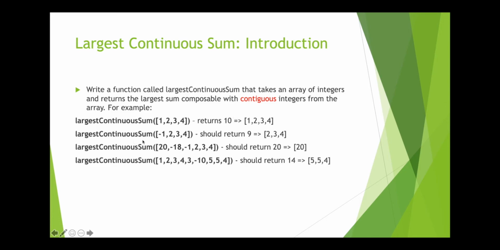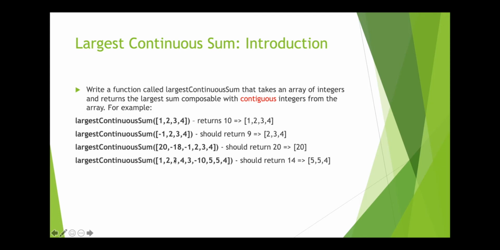The largest continuous sum in this case, where we have negative 1, 2, 3, and 4, will basically just be 2 plus 3 plus 4, because if we include this negative 1, our continuous sum would be less, right? So this should return 9 and not 8, right? Largest continuous sum here should return 20, right? Because basically our largest sum here, the largest possible sum is 20, despite all these other numbers here.